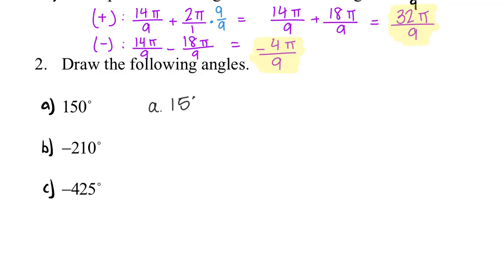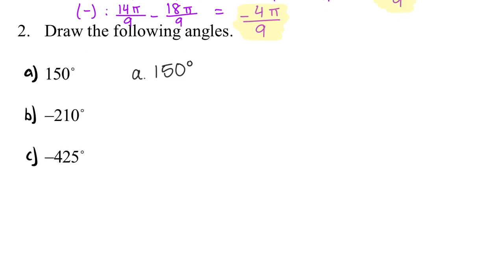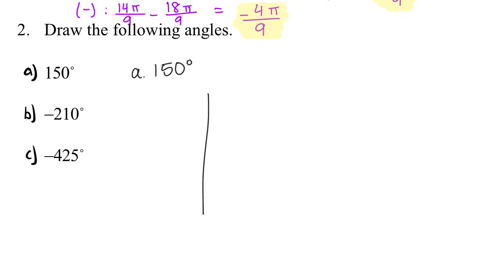A is 150 degrees. So going ahead and just doing a rough sketch of my coordinates, I'm going to have 0, 90, 180, 270. Okay, where's it falling in between? Where is 150 falling in between? 90 and 180. It does not have to be perfect. So I'm going somewhere over there in that quadrant.